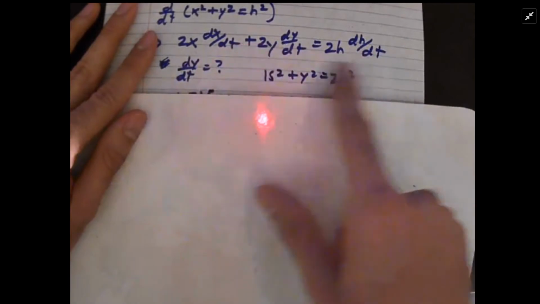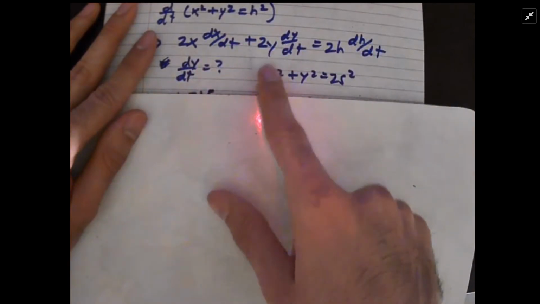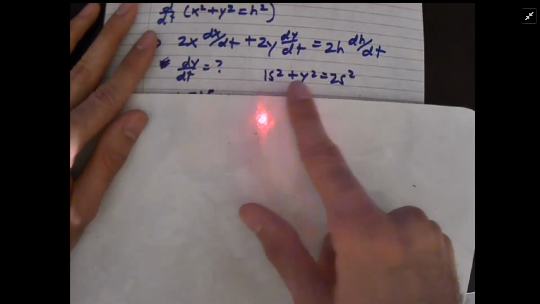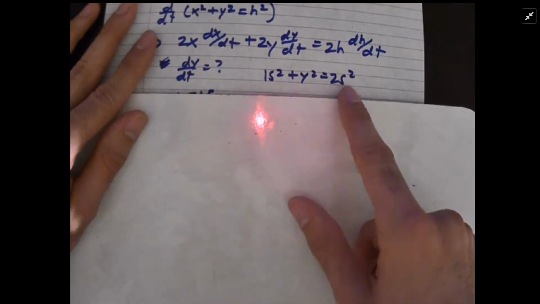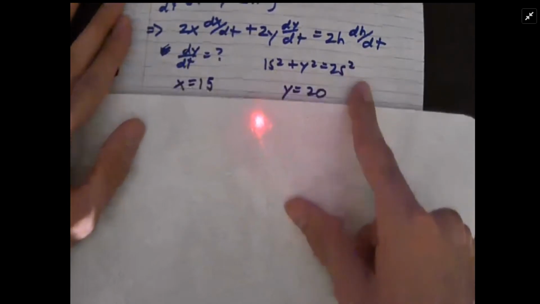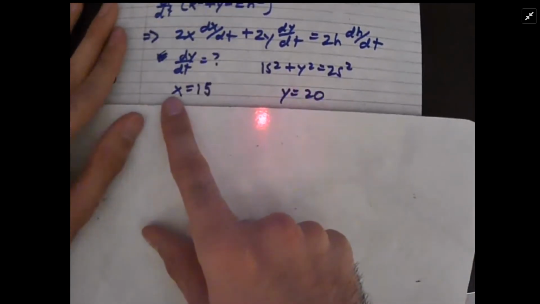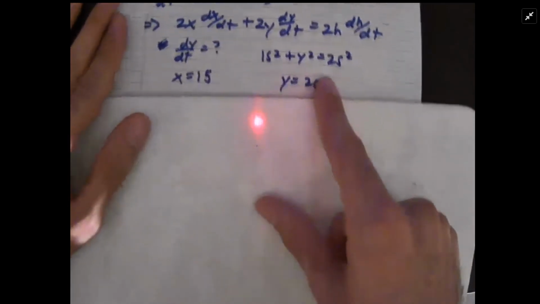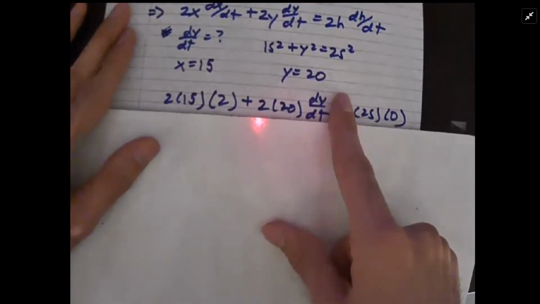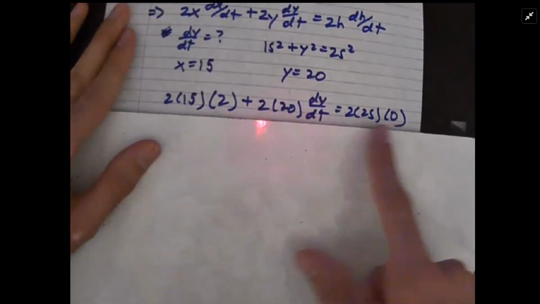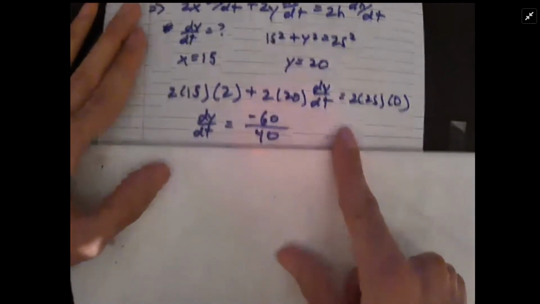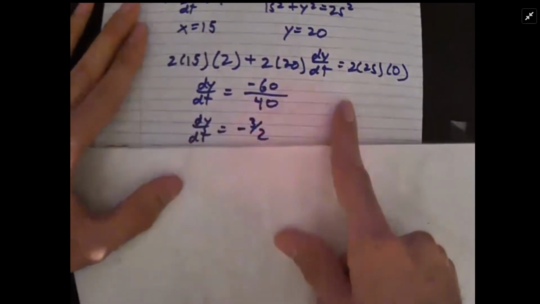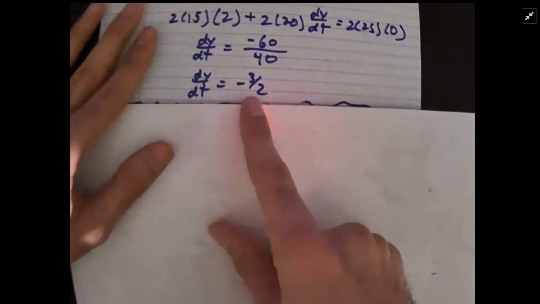But we have this equation and we don't know what y is. We can easily find it though with the Pythagorean theorem and solve for y. We know that x equals 15 and that the h, the hypotenuse, is 25. So we get that x equals 15 and y equals 20 from this relationship. So now we can plug in all of our terms and solve for dy over dt. And once you do that, you find that dy over dt equals negative 3 over 2.